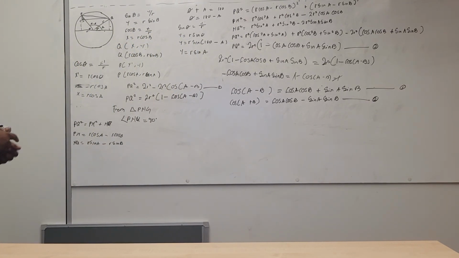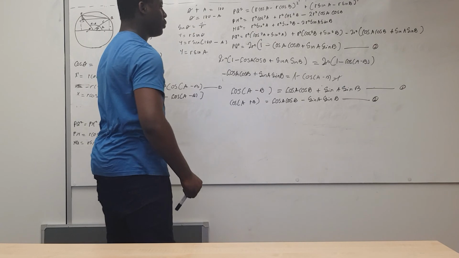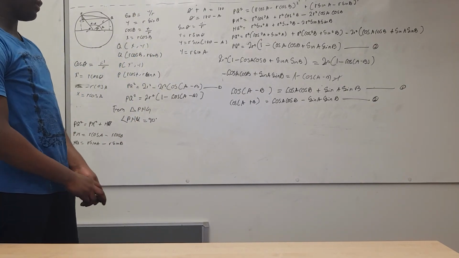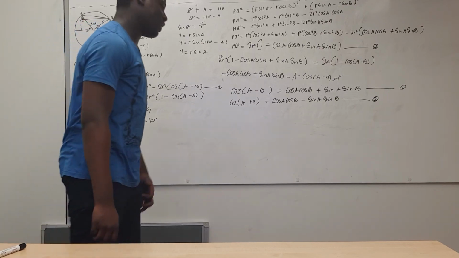I would have loved to do it for sine, but I'm tired. For sine, normally you just use the fact that cosine of 90 minus any angle is equal to sine of the angle. Anyway, I'll go over that in the next video.